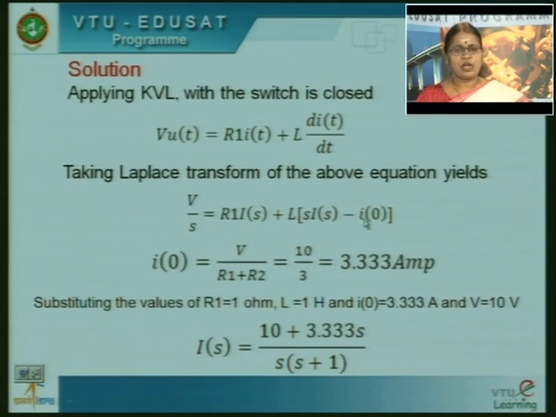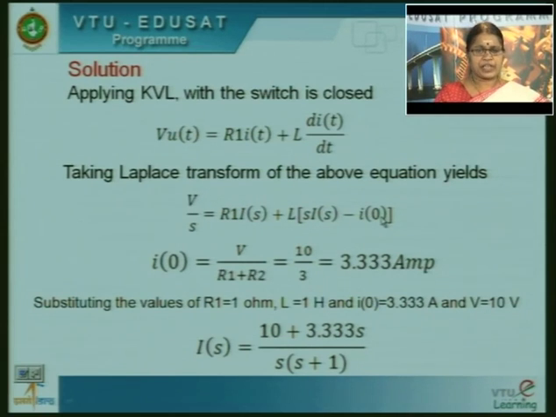What is I of 0? I of 0 is the current flowing through the inductor at time t equal to 0. So, let us evaluate the value of I at 0 plus. We know I at 0 plus is the same as I at 0 minus, and let us try to evaluate what is the value of I at 0 minus.